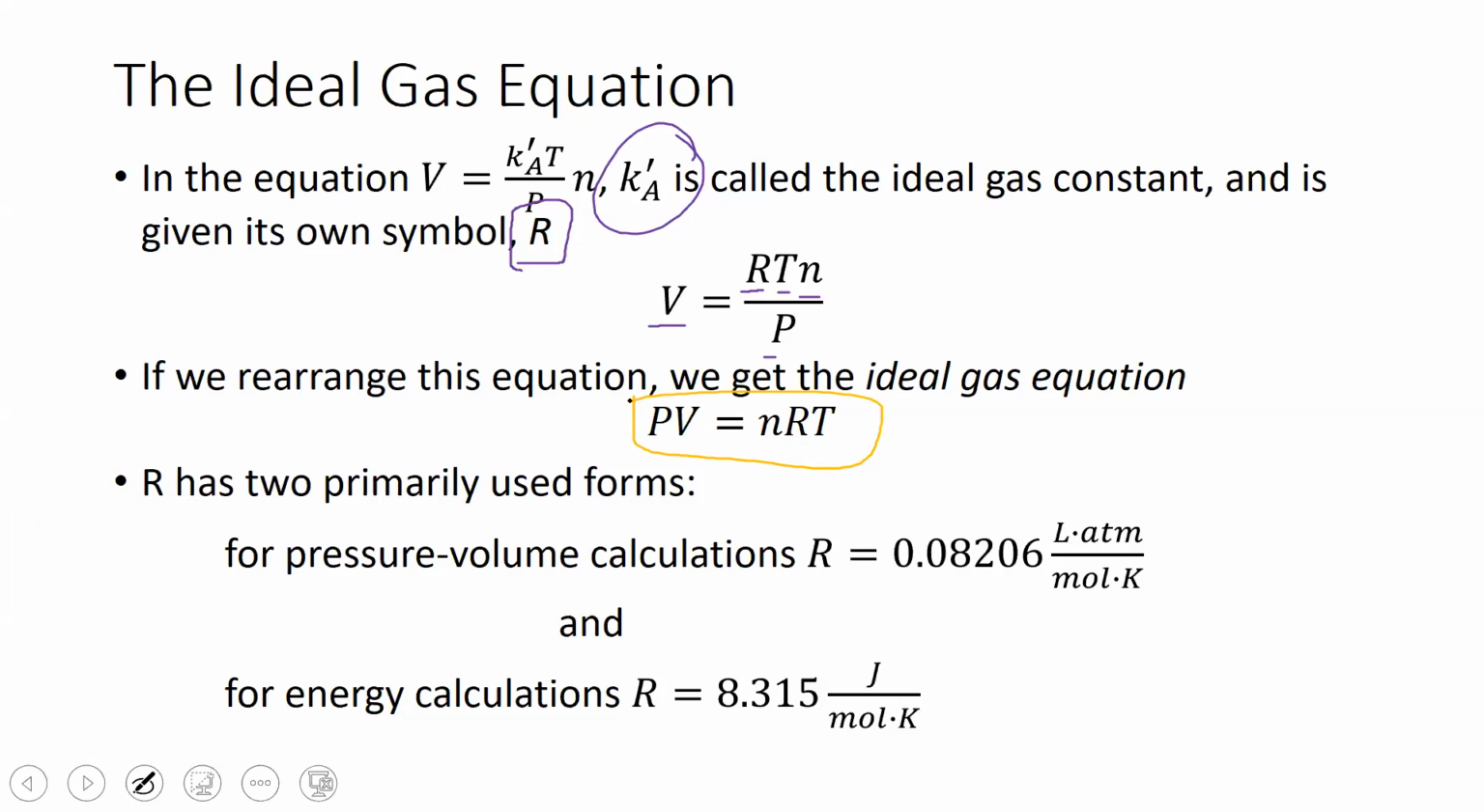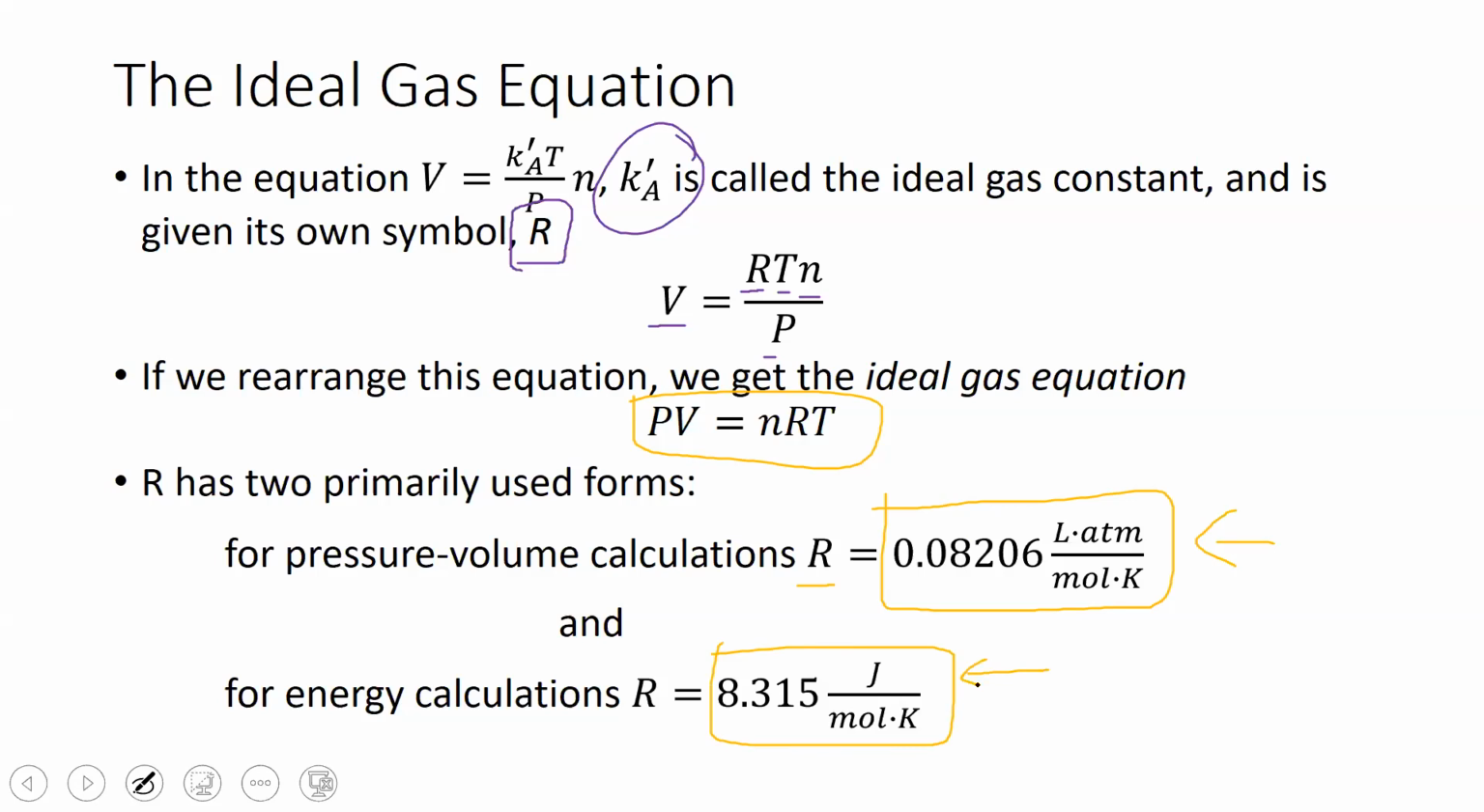Okay, so there are two versions of R. The one we're going to use most, at least in this class, is this R version that is 0.08206 liters times atmospheres divided by moles times Kelvin. And so the key difference between these two values for R is the units, because the other version of R, you can see down here, is measured in joules per mole Kelvin. So really we're looking at the units in the numerator as being what changed between these two things.